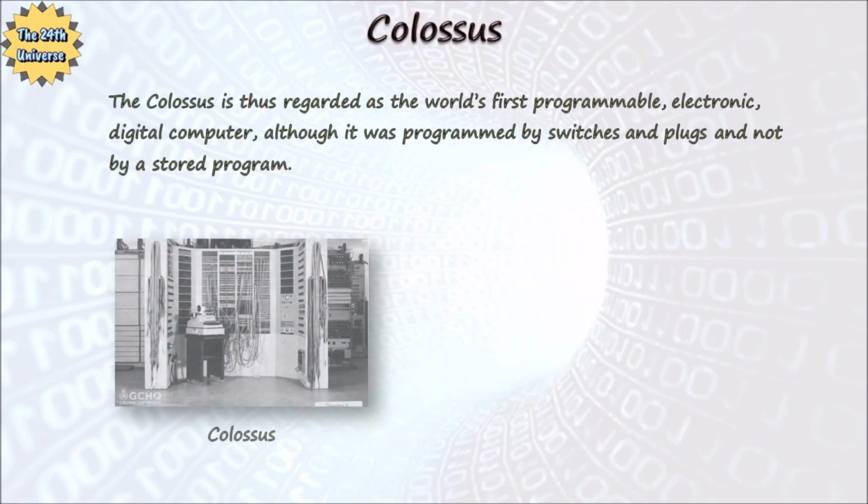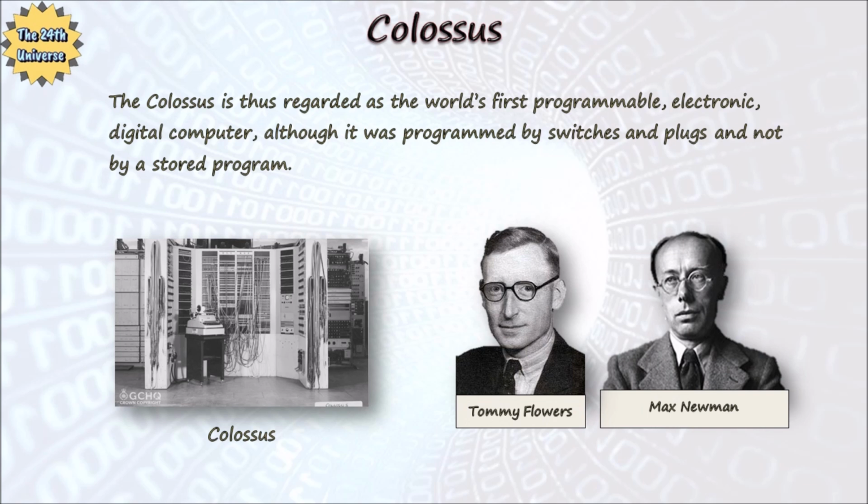Colossus was a set of computers developed by British codebreakers in the years 1943-45 to help in the cryptanalysis of the Lorenz cipher. Colossus is thus regarded as the world's first programmable electronic digital computer, although it was programmed by switches and plugs and not by a stored program. Colossus was designed by GPO research telephone engineer Tommy Flowers based on the plans developed by mathematician Max Newman at Bletchley Park. The existence of the Colossus machines was kept secret until the mid 1970s.